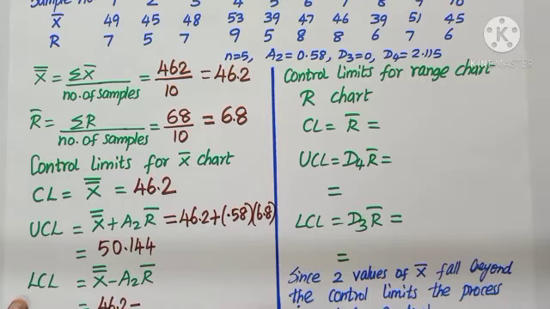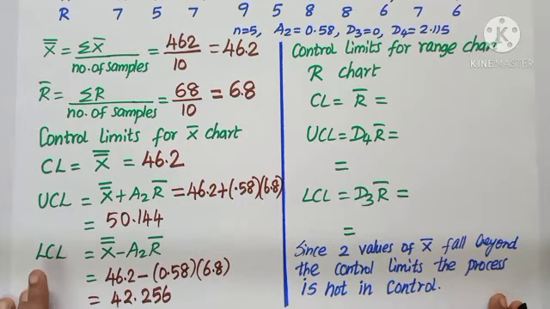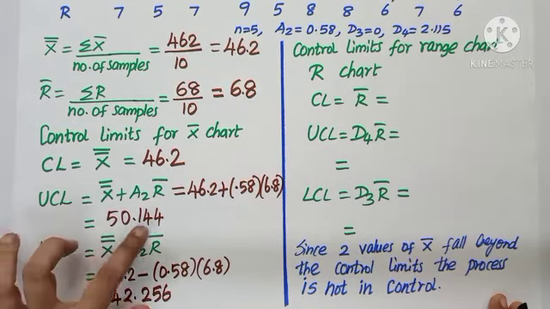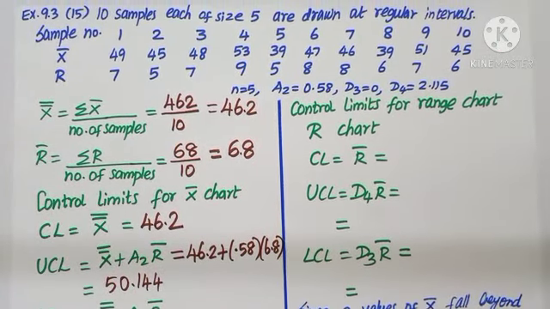LCL, X double bar, that is 46.2 minus A2 R bar. A2 is 0.58, R bar is 6.8. Multiply, subtract from 46.2. We get 42.256. So this question tells us LCL is 42.2, UCL is 50.144. Cross check the values.